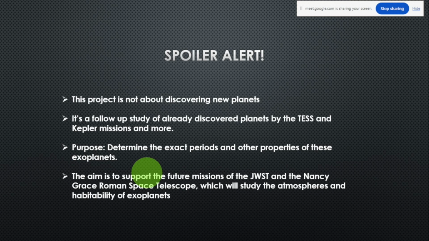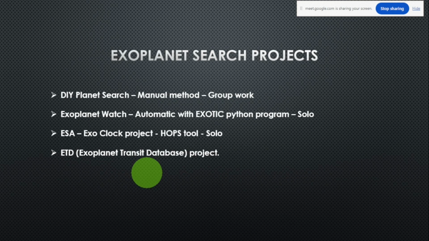So the reason why we want to improve on the periods is that any time NASA wants to study this exoplanet, they will know exactly when to point their telescope to those stars. So we want to determine the exact period and these other properties, and this is the hardest. This project is the hardest of all of them, even searching for new planets. It is the hardest, I can tell you that.